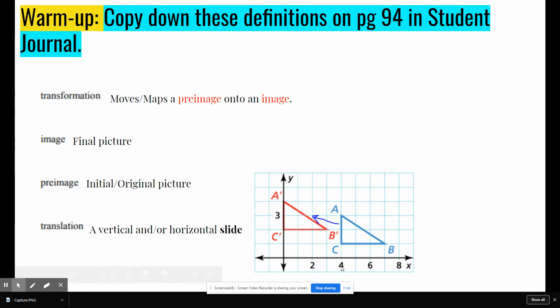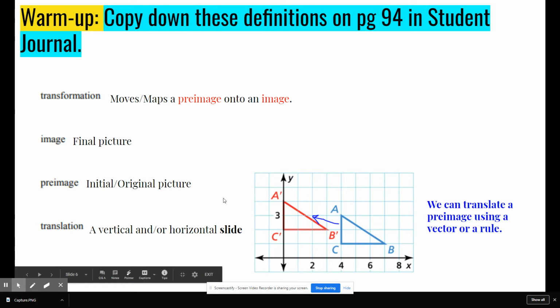So you can kind of see in this picture here, triangle ABC, the blue triangle, is the pre-image. It's what we're starting with. And we're sliding it to get our new image, which is the red triangle. We would call this red triangle A prime, B prime, C prime. That's how you read the little apostrophe. And so there's different ways to perform translations. We can translate a pre-image using a vector or what we call a rule. And that's what we're going to see in the next examples.